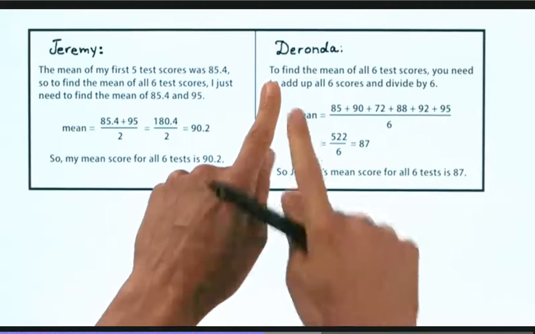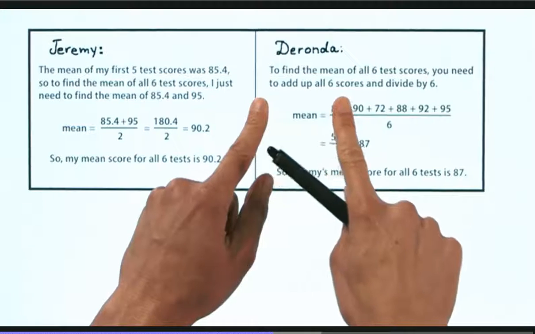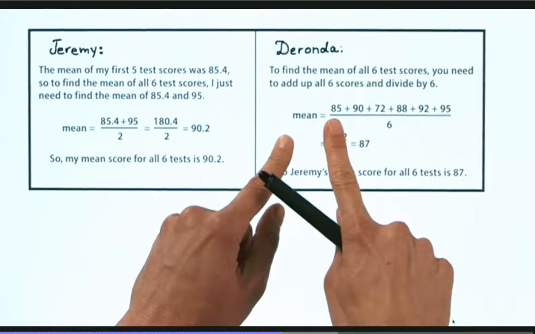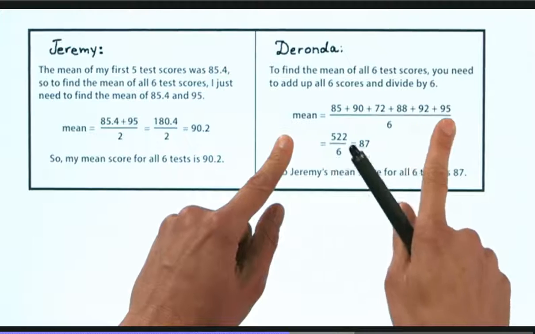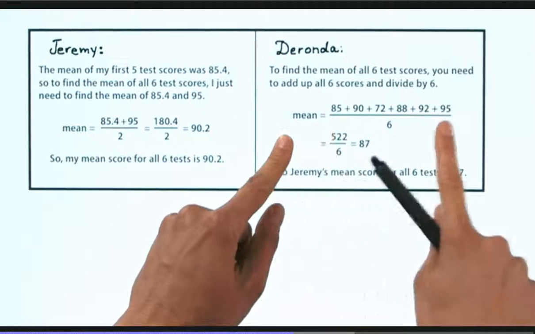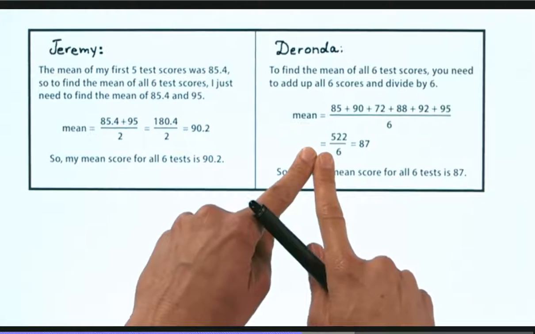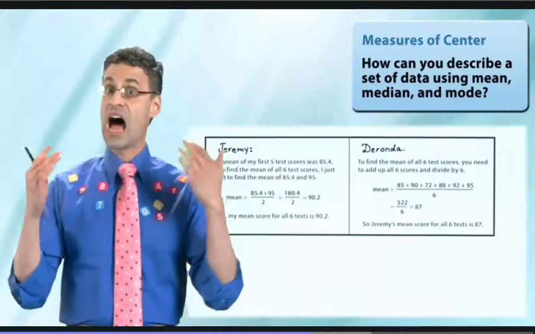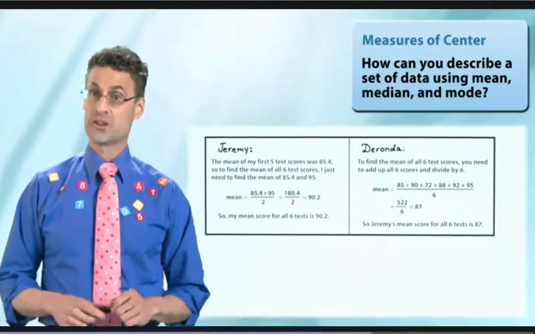Deronda says, to find the mean of all 6 test scores, you need to add up all 6 scores and divide by 6. So the mean would be the first 5 scores, 85 plus 90 plus 72 plus 88 plus 92, and then add that last score of 95, and then divide by 6. That gives us a sum of 522 divided by 6, which equals 87. So Jeremy's mean score for all 6 tests is 87. Aha! We have 2 different answers. The question is, which one is correct?